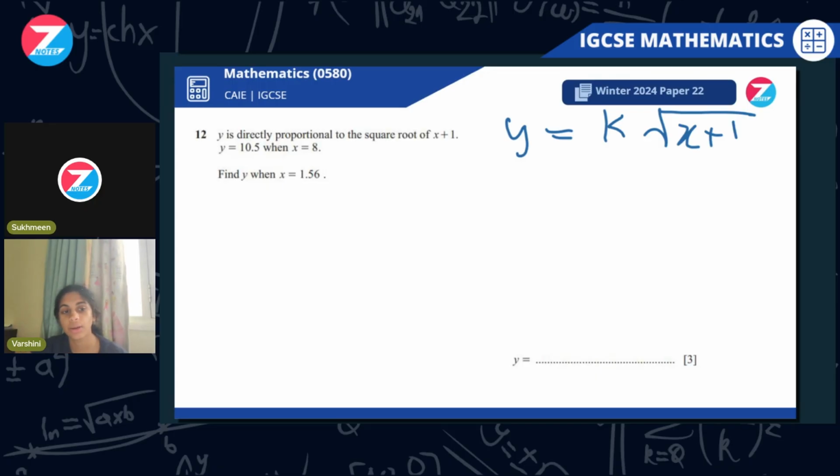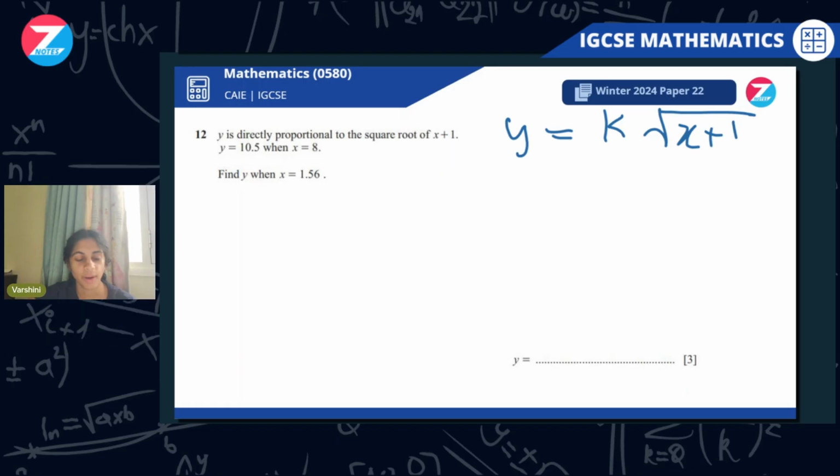And we also know that y equals 10.5 when x equals 8. Find y when x equals 1.5. So first we need to find this multiplier, so then we can substitute everything back in. So first, y equals 10.5 and x equals 8, we just substitute these in.